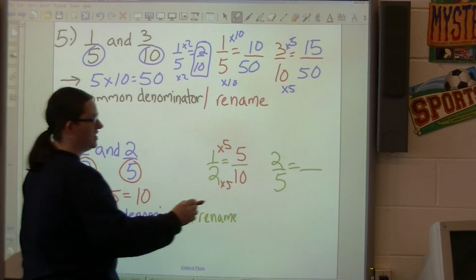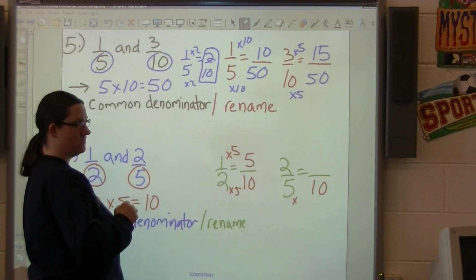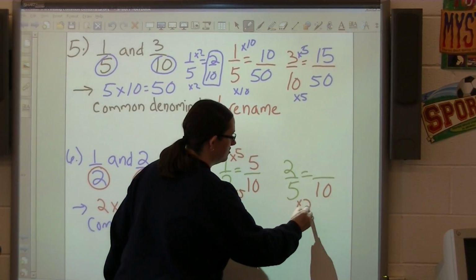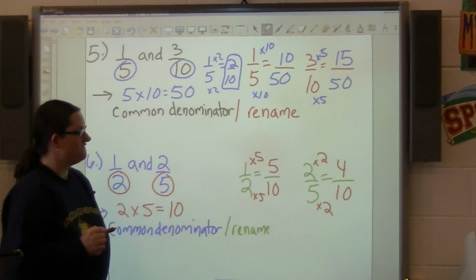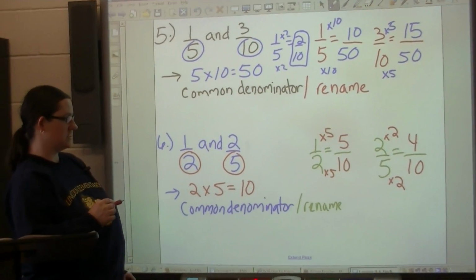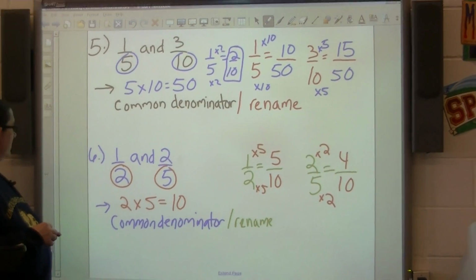Same thing for 2/5 now. We have to use the common denominator of 10 to make equivalent fractions with. 5 times what gives us 10? 2, good, and 2 times 2 gives us 4. So now we have 5/10 and 4/10. All right, good job, fifth grade. If you have any questions, let's get them down.